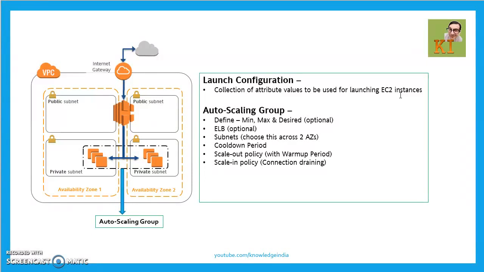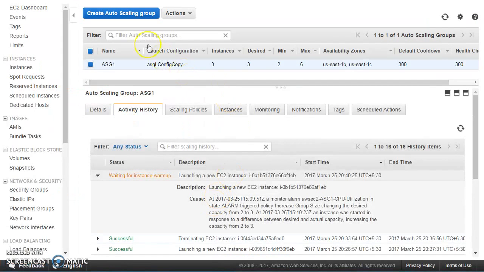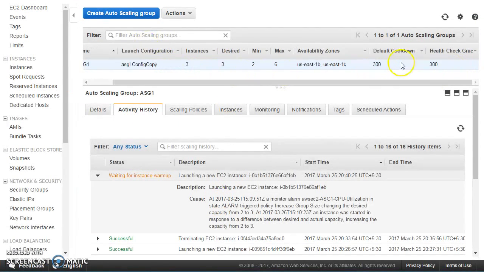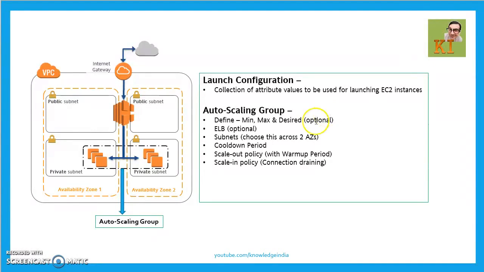Then you pass this launch configuration ID and the ELB's ID into the auto scaling group while you are creating it. What is the cooldown period? Let me show you. Cooldown period is the duration for which the auto scaling group would wait when it executes one scale in or scale out policy. Once it does one scale in or scale out, for this much time it will not do anything. In our case it is 5 minutes. That's the default one. We can even change that if you want. So that's your cooldown period.